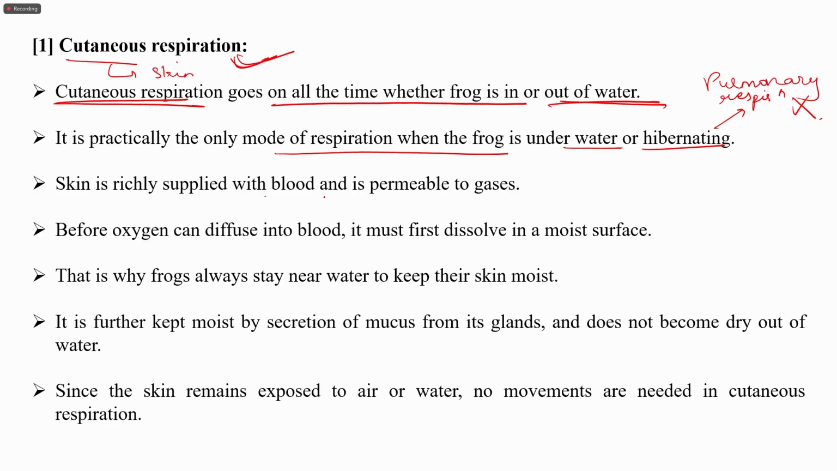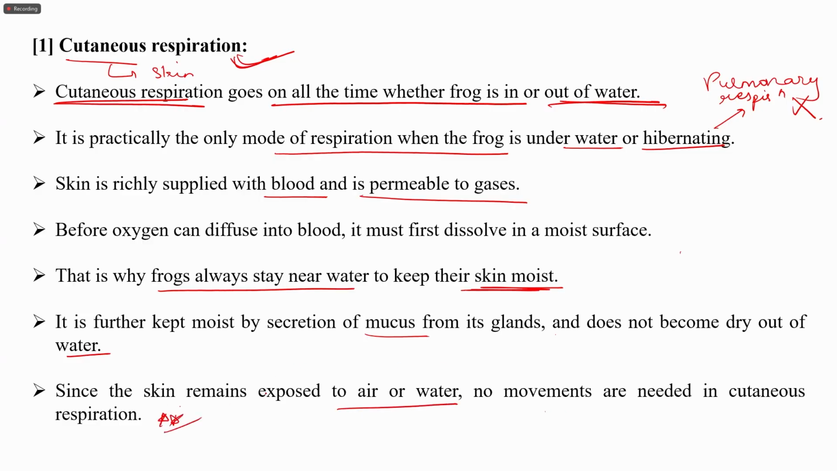Skin is richly supplied with blood, as I mentioned, and is permeable to gases. Before oxygen can diffuse, it must first dissolve in a moist surface, and therefore frogs usually stay near the water to keep their skin moist. It is further kept moist by the secretion of mucus from its glands. We know that there are certain glands present in the dermis region of the skin, and these glands secrete the mucus, so the skin does not become dry. Since the skin remains exposed to air or water, no movements are needed in cutaneous respiration.